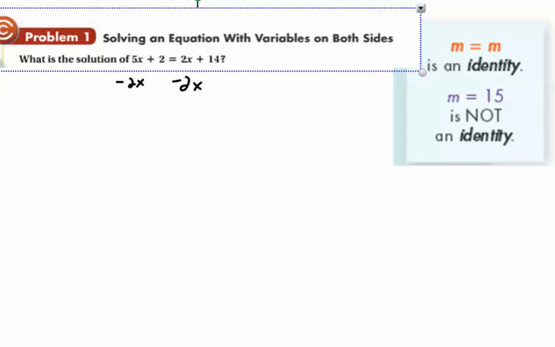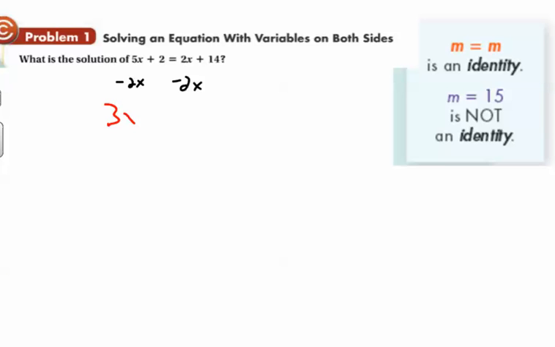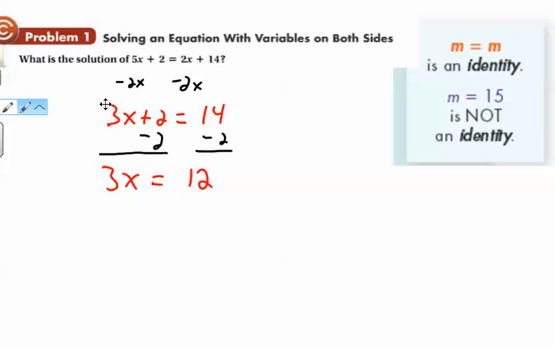Now I have 3x. Now I have it as 3x plus 2 equals 14. Okay. So then I'm back to where I was before. So I'm going to subtract 2 here. And when I subtract 2, I get 3x equals 12. And then what do I do next? The next thing I'm going to do is divide both sides by 3. And I get x equals 4.